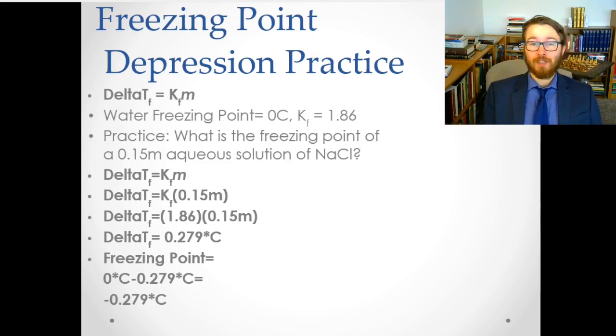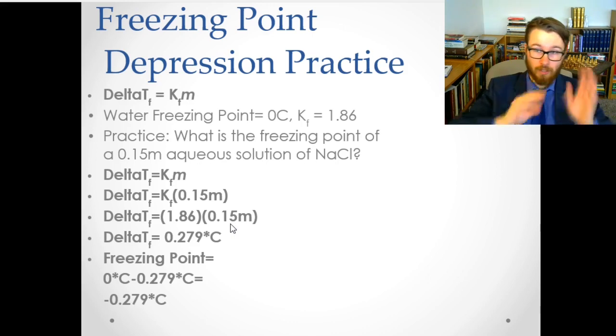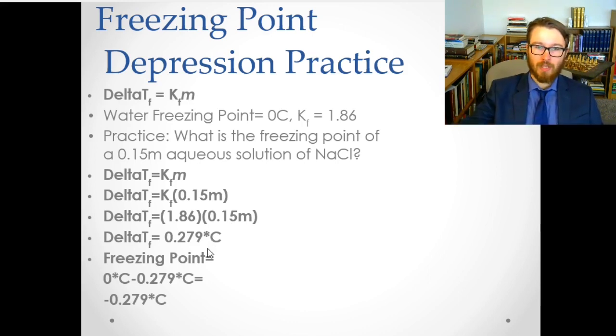So what is the freezing point of a 0.15 molal, because it's molality, not molarity, aqueous solution of sodium chloride? Well, delta Tf equals Kf times m. Well, in this case, our m is 0.15. Our molality is 0.15. So delta Tf equals Kf times 0.15 molal. Well, what's the Kf? Well, water's Kf is 1.86. It's a constant. It's always 1.86. So delta Tf equals 1.86 times 0.15 molal. Plug it in, put it in your calculator, and you get 0.279 degrees Celsius.